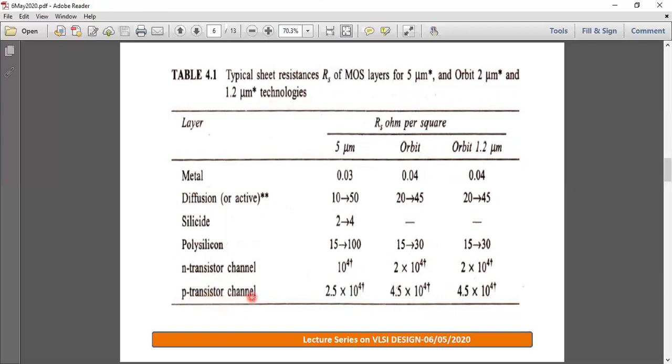Similarly, for a P transistor, the sheet resistance offered for 5 micrometer technology is 2.5 into 10 raised to 4 ohms per square. Similarly, the second column lists sheet resistance for the various MOS layers listed in this table. Similarly, for 1.2 micrometer technology, sheet resistance values are listed in the third column.